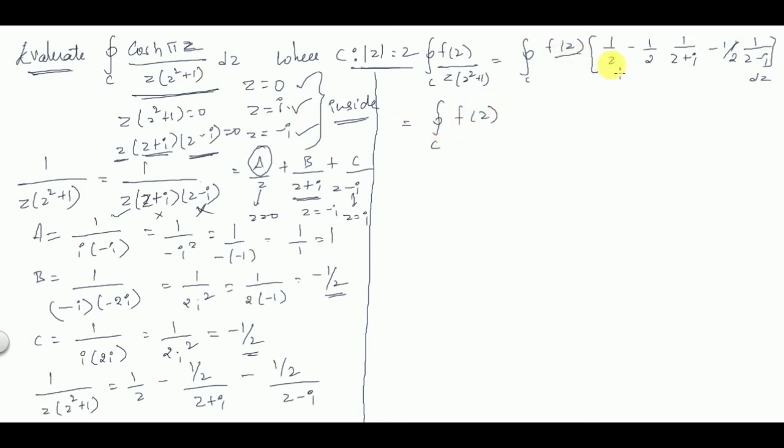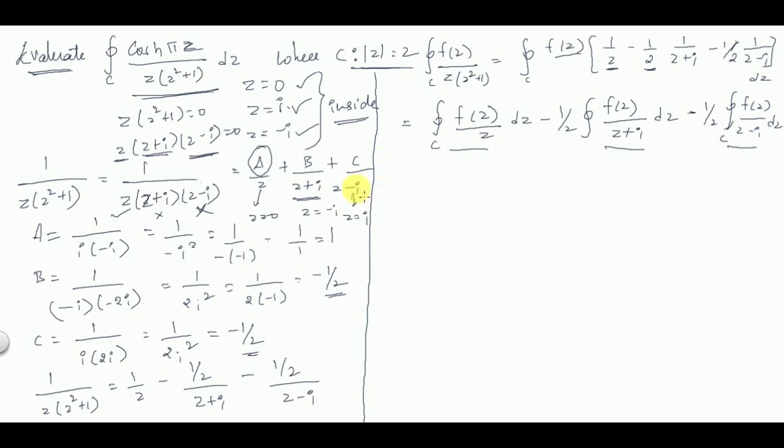First of all, f(z) into 1/z, so the integral of f(z)/z dz. Minus 1/2, I am taking it as it is because it is a constant, so I take 1/2 outside: f(z)/(z + i) dz. Minus, same, taking the constant 1/2 outside, f(z)/(z − i) dz. So all three are simple poles.